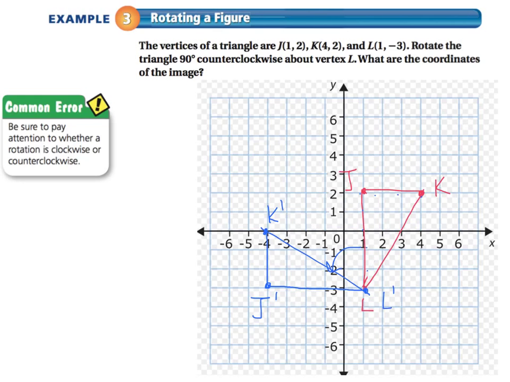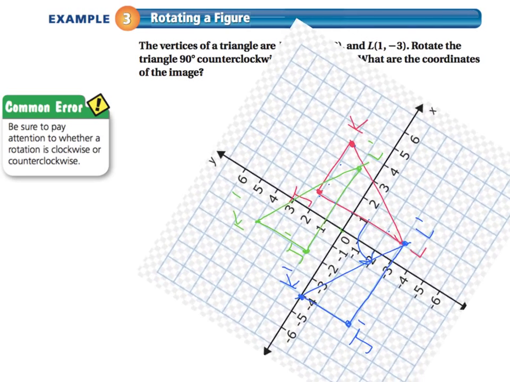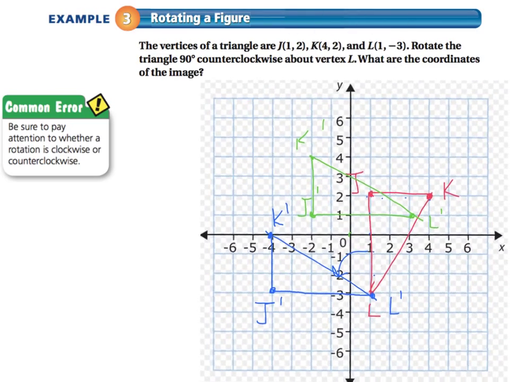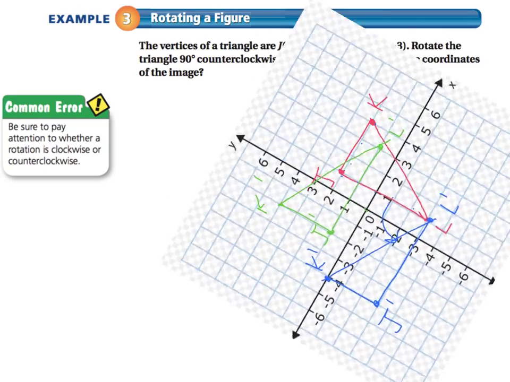Let's say I did do about the origin. If I went about the origin, it would be, let's see, this would be J prime. Let's see, 3, 1. This would be L prime. This would be K prime. If I rotated this about the origin, notice the origin is staying put. Look at where the red ended up. I'll do it again. The red, if I turn it about the origin, that's where I drew in green.